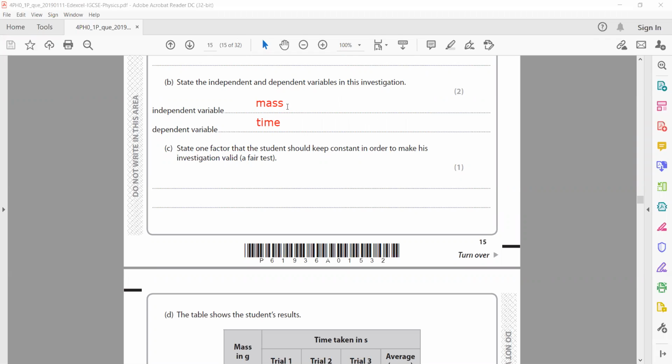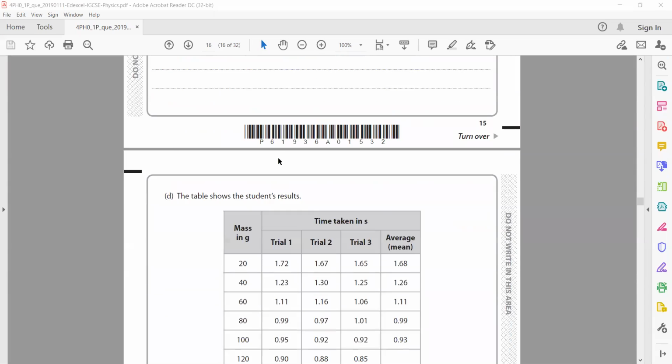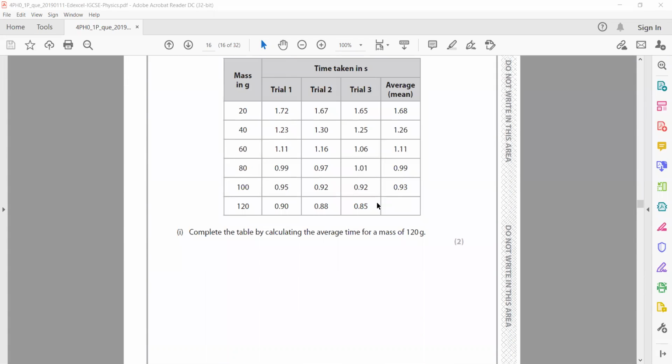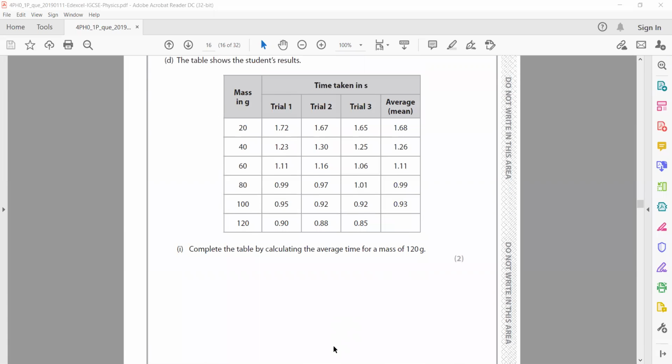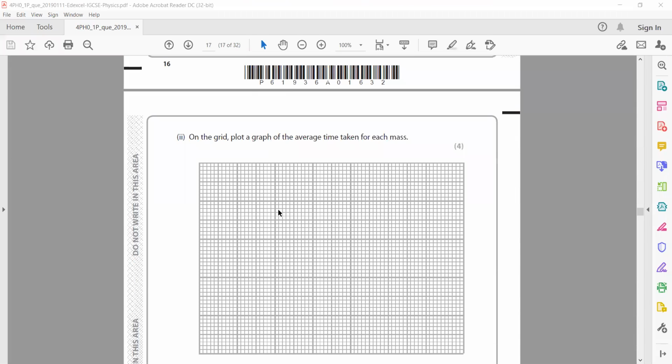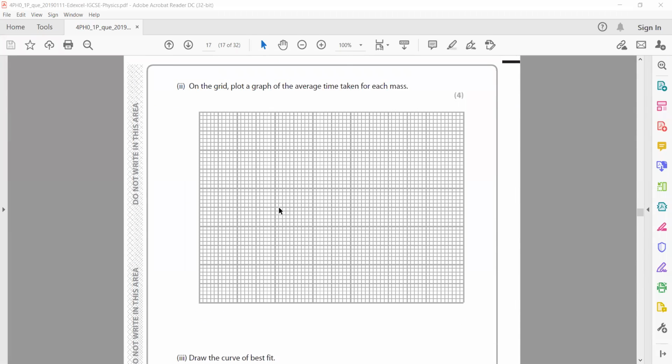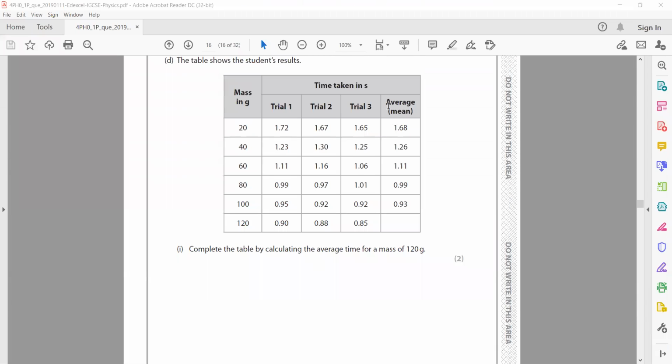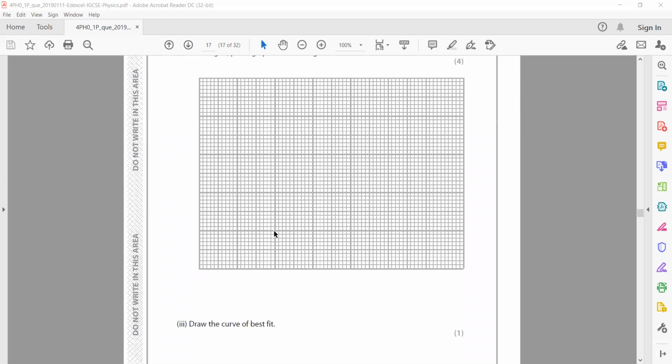State one factor that the student should keep constant. So you should take the same surface area of parachute, or the same wind speed, or the surrounding wind speed should be the same. The table shows the student's result. Complete the table, calculate the average for 120 gram. So that's equal to 0.88. On the grid, plot a graph. So we'll use the table. The average mean time is there and the mass, and we'll plot the graph accordingly.